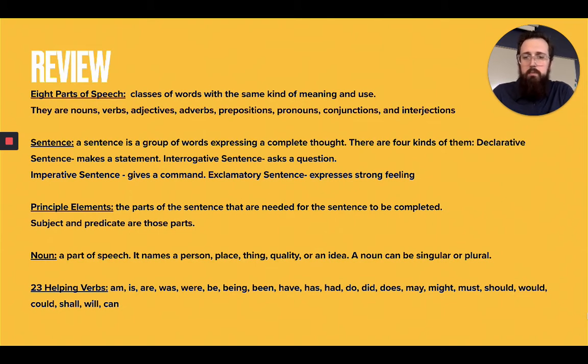We have principal elements. Those are parts of the sentence that are needed for the sentence to be complete. We have the subject and predicate, which are those parts. A noun is a part of speech. It names a person, place, thing, quality, or an idea. A noun can be singular or plural.